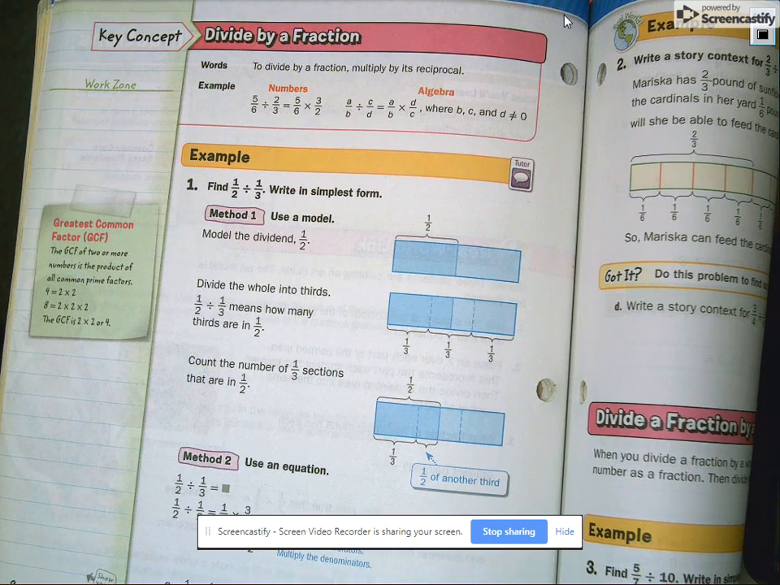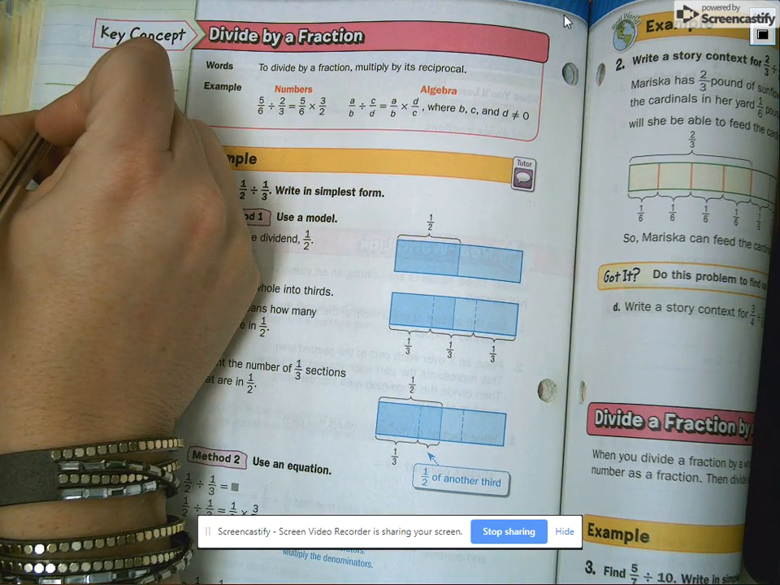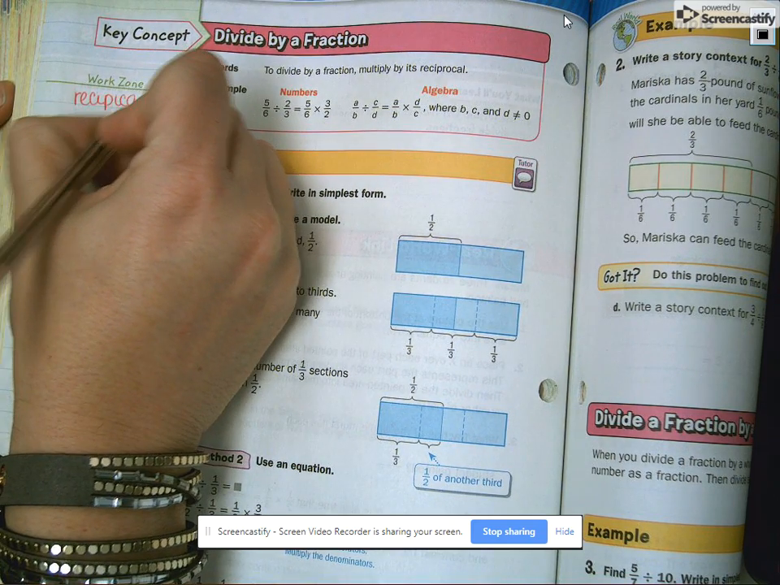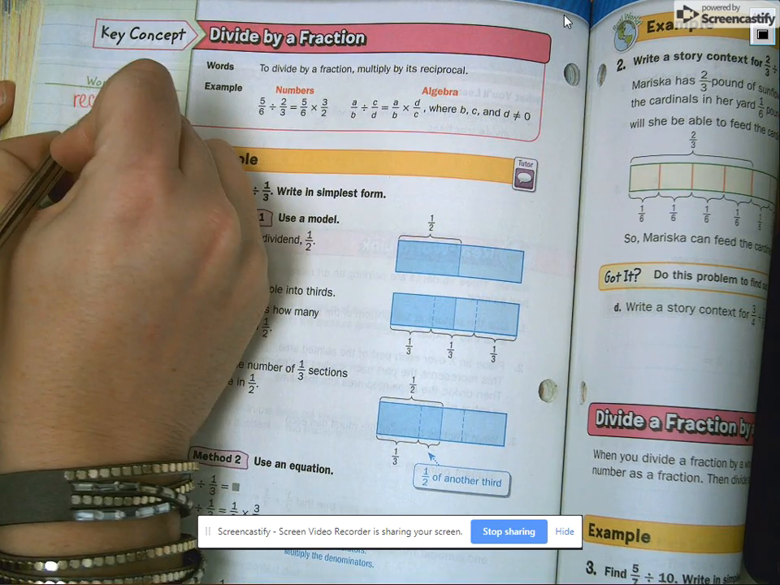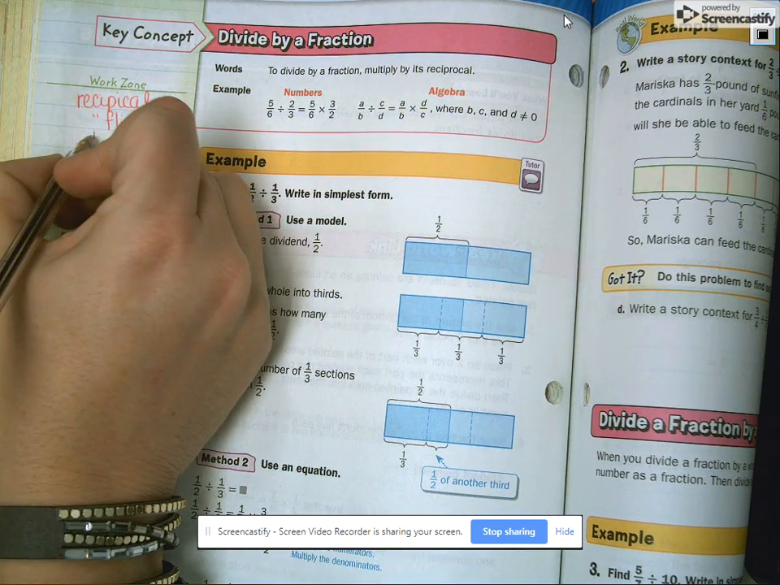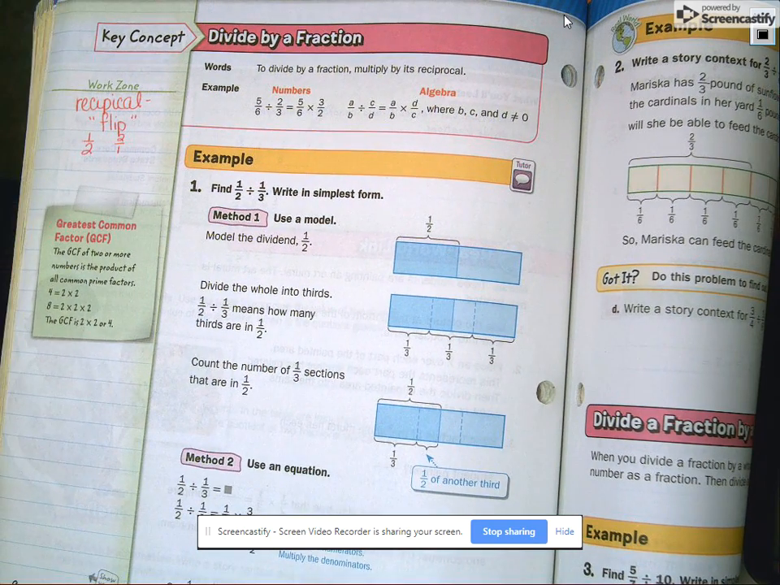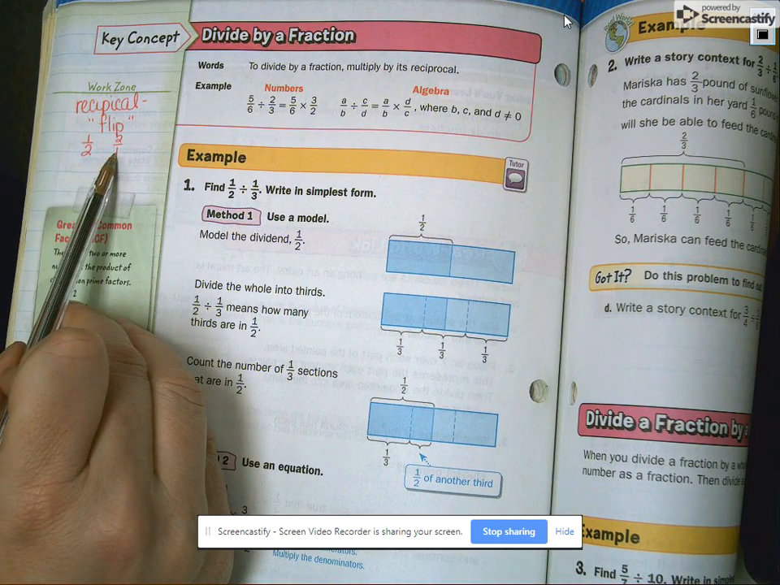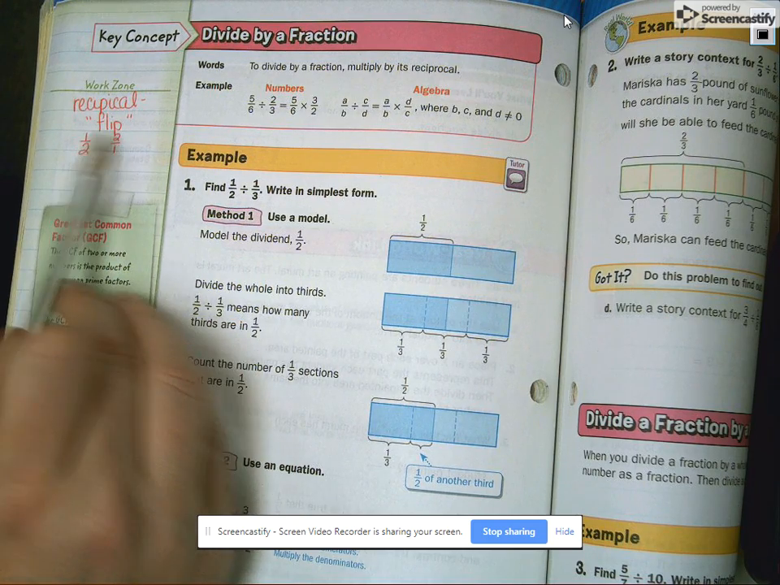All right, the one word that I want to make sure that we review, so we all understand what I'm talking about, is reciprocal. Remember, reciprocal means to flip the fraction. So for a fraction like 1/2, the reciprocal would be 2 over 1. Your numerator is now your denominator and your denominator is now your numerator. You just flipped the fraction.